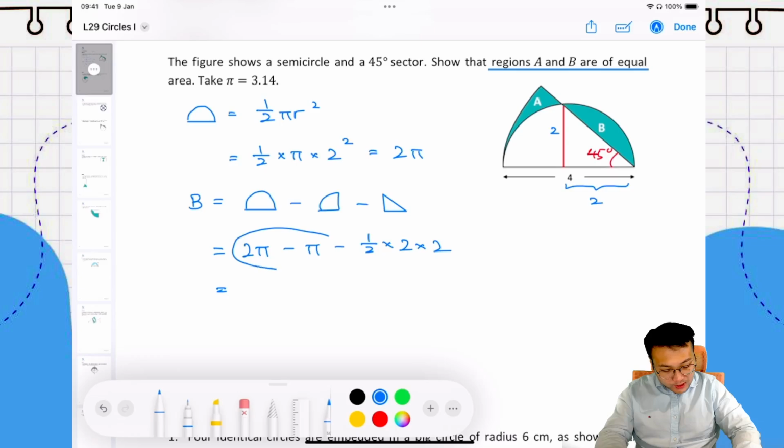Half times base times height. So now you have 2 pi minus pi minus half times 2 times 2, which is just going to be 2. So the area of B is pi minus 2.